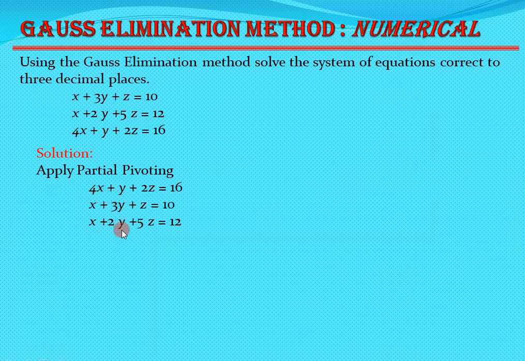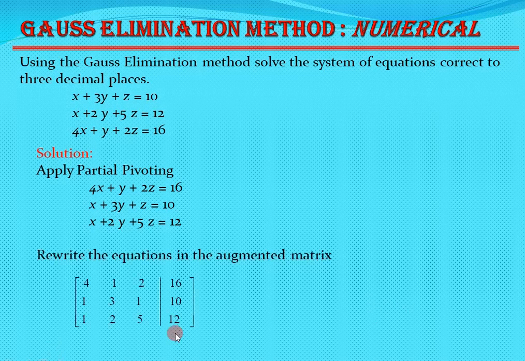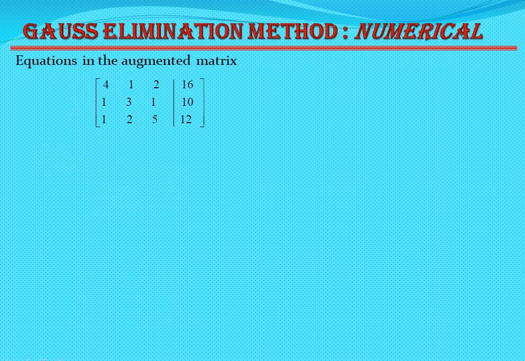Now for the remaining equations, 3 is the maximum, so it becomes the pivot, and the remaining equation stays as it is. Then these equations are written in the augmented matrix form. So we get the equations in augmented form with 3 rows, which will be renamed as R1, R2 and R3.